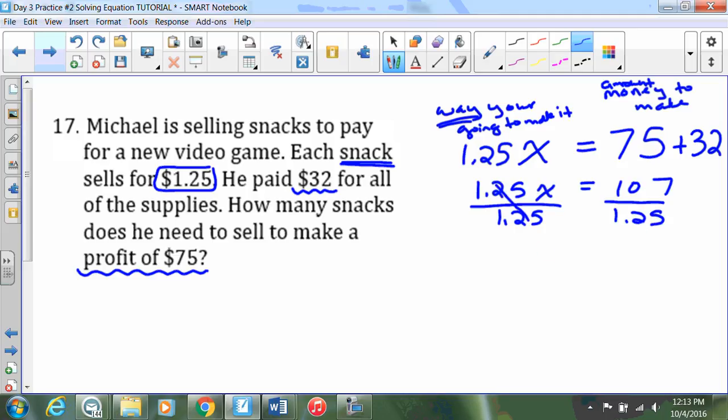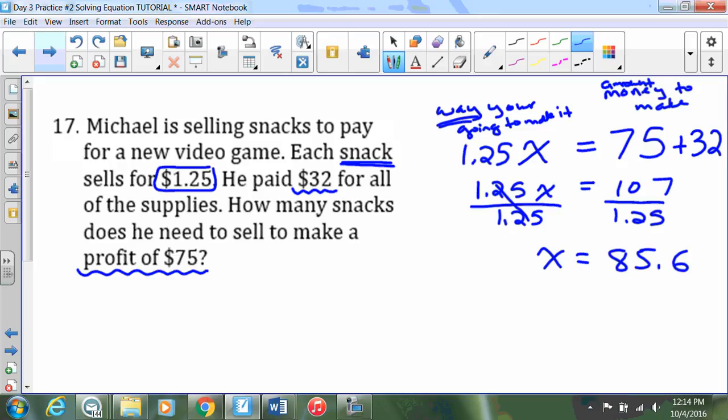And I'm going to pick up my calculator in a second. So let's do 107 divided by 1.25. Yeah, it would help if I turn my calculator on. 107 divided by 1.25. All right, 85.6. All right, do not put a box around 85.6 because that's not quite right.